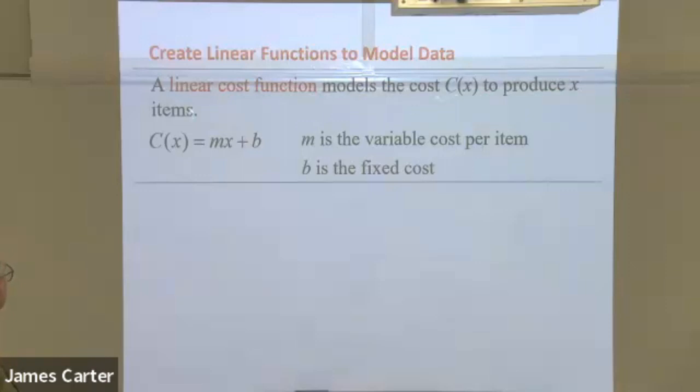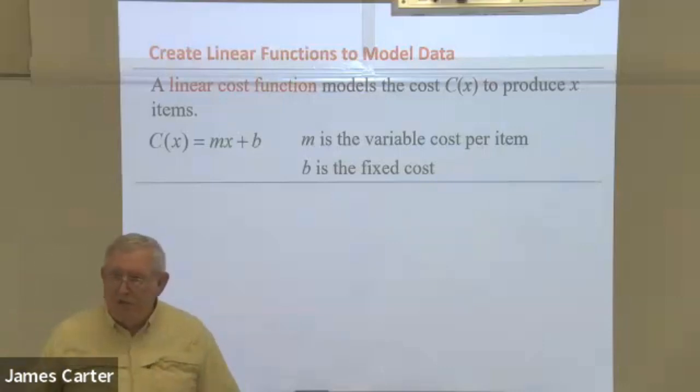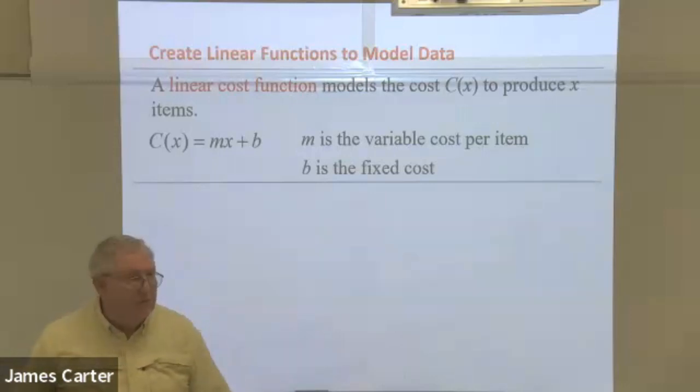The cost to produce something in a factory. M is the variable cost per item. So you have how much per item times how many items, plus the fixed cost. The cost of the machinery, the cost of the lubricants, the cost of whatever.